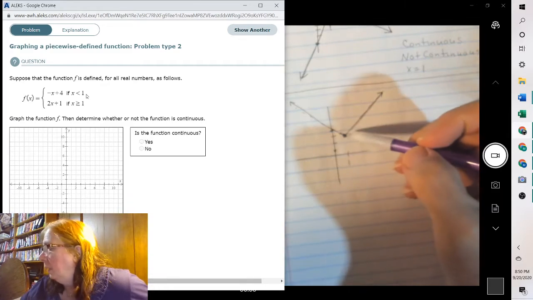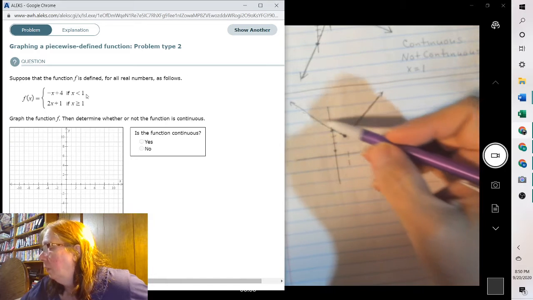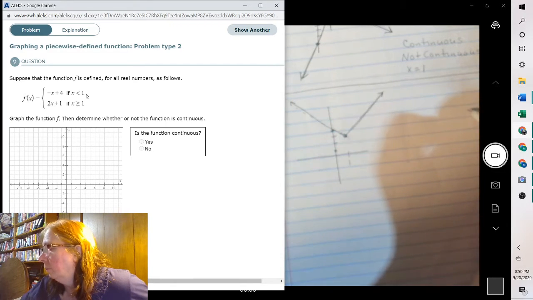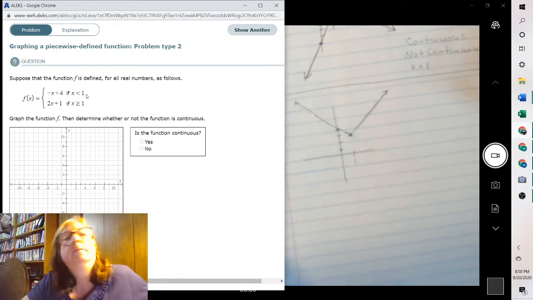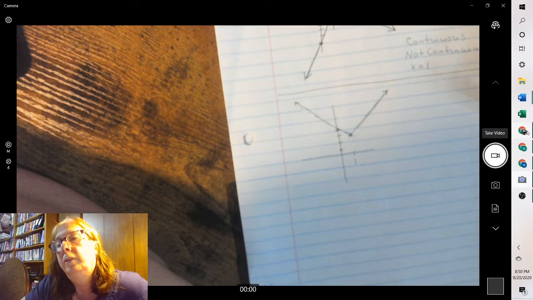And notice because that open circle got colored in, it makes it continuous. So this is a continuous graph. Let's see what else.